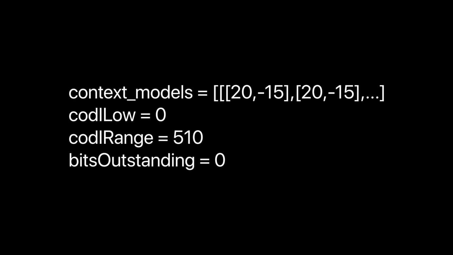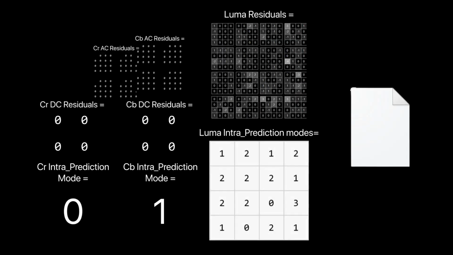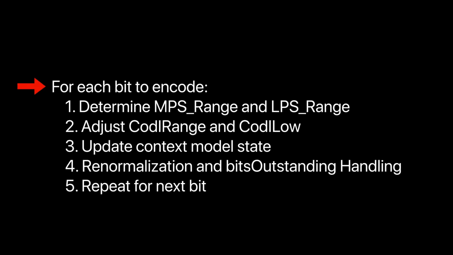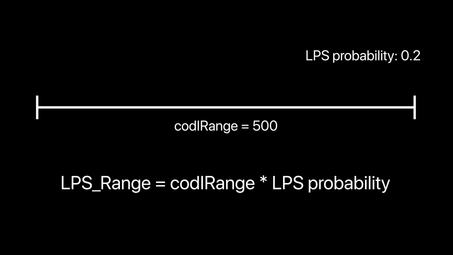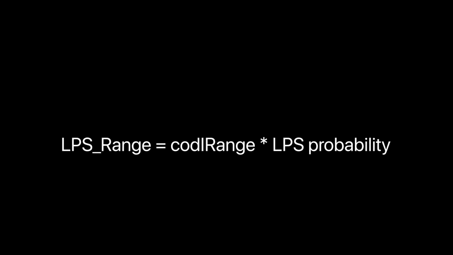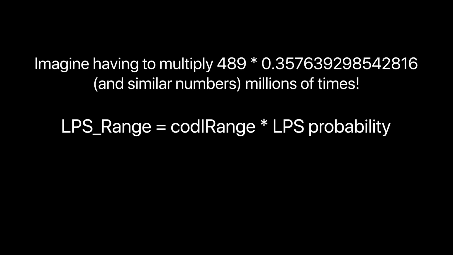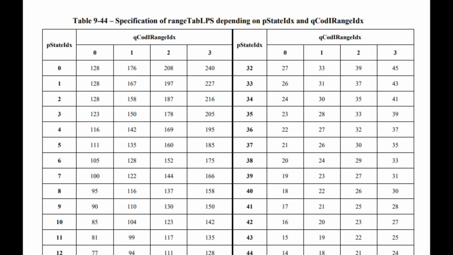Now that we have initialized all variables, we can begin encoding. For each bit to encode, 1. Determine the MPS range and LPS range. In an ideal world, LPS range would be the coding interval times the LPS probability. However, this is computationally expensive, so we'll use a lookup table.